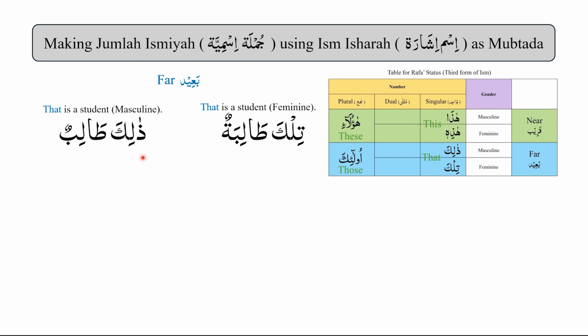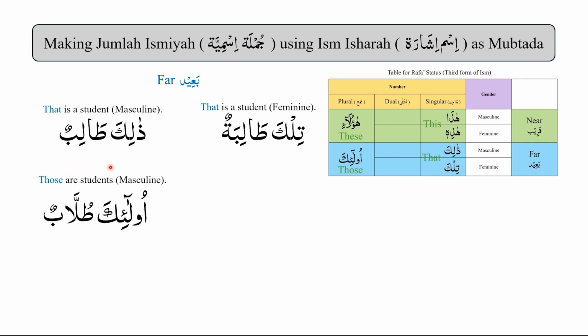Next we have that is a student, but the student is of feminine gender. Because of that, we will again look at the far row. We will focus on the singular column because we are referring to a female student, and we will pick tilka, because tilka indicates referral to someone that is far, singular and feminine. So our jumla ismiya will be tilka talibatun.